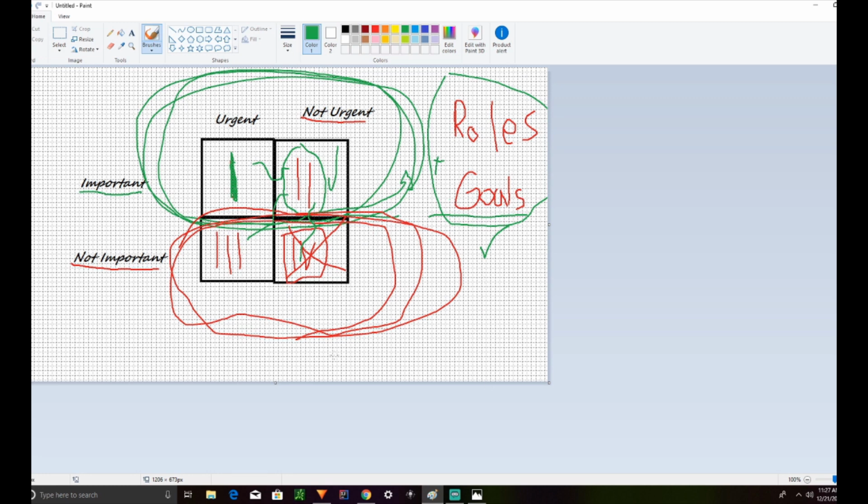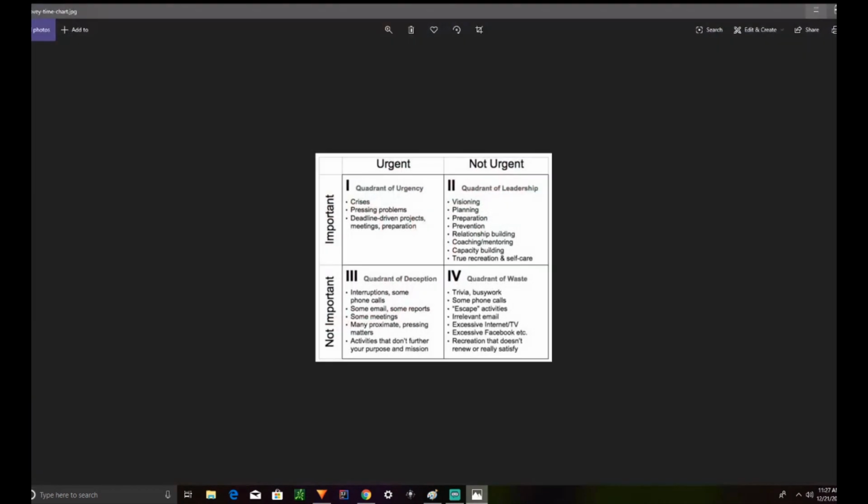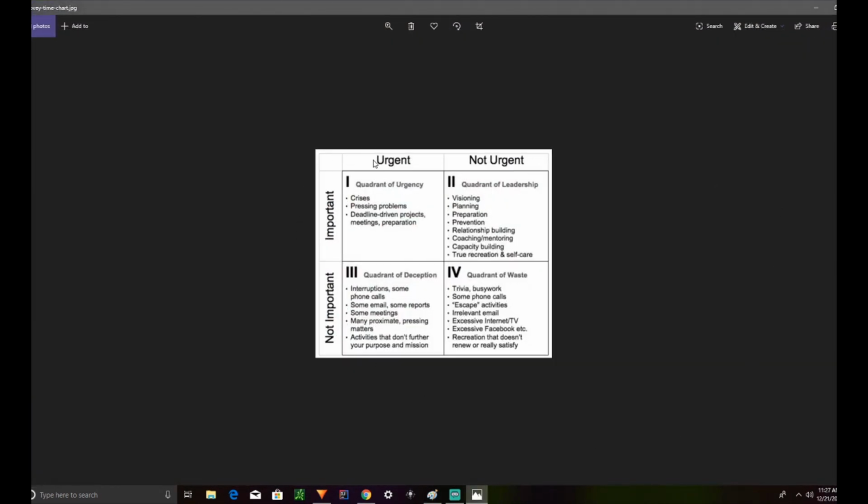So just to give you guys a clearer look at this tool, I have an image of it right here that I'm bringing up. So yeah, 1 is urgent and important. These are crisis, pressing problems. 2 is not urgent, but it is important. It's important because it's where you want to be spending most of your time. Visioning, planning, preparation, prevention. By prevention, we mean prevention of other things becoming pressing matters in our lives. Quadrant 3 is urgent, not important. Quadrant 4 is not urgent, not important.